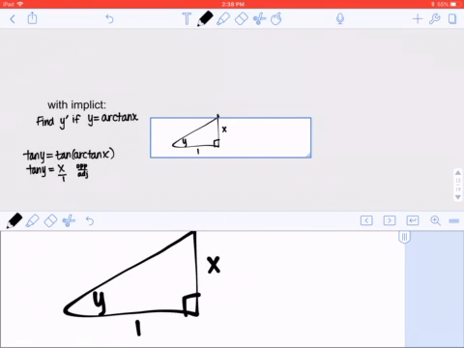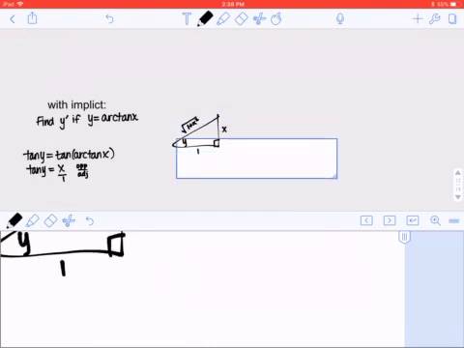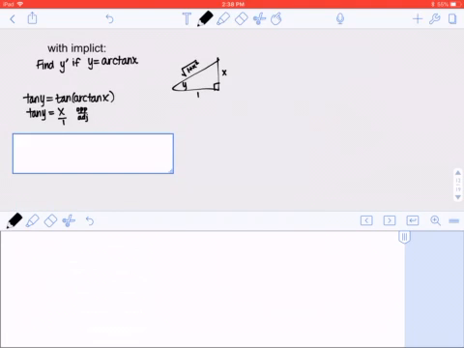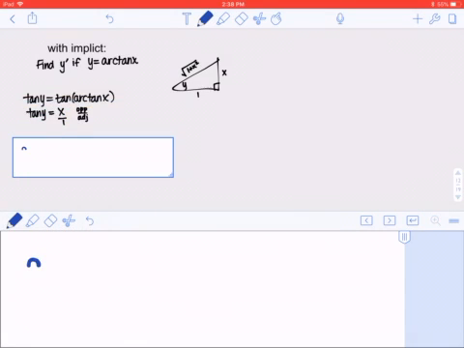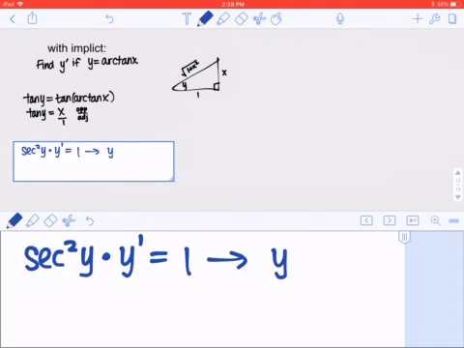Then using the Pythagorean theorem, I know that this missing side squared would equal 1 squared plus x squared, and so this missing side would be the square root of 1 plus x squared, just from the Pythagorean theorem. Okay, so then let's go ahead and do some implicit differentiation of this equation right here. If I take the derivative of tangent of y, I get secant squared y times y prime, and the derivative of x is just 1. So it's not a big deal to solve for y prime. y prime equals 1 over secant squared of y.